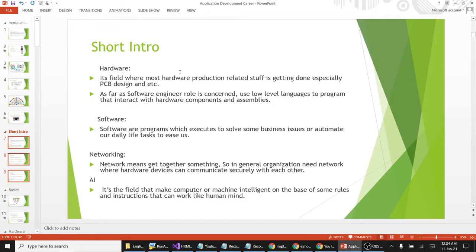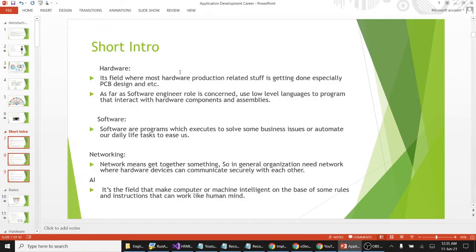So hardware is the field where most hardware production-related work gets done, especially PCB design and other things. Most electrical engineers, and others who have learned to develop hardware, circuits, and PCB designs, work here. It is out of scope to discuss hardware here, so we are going to the second part, which is mostly related to software.